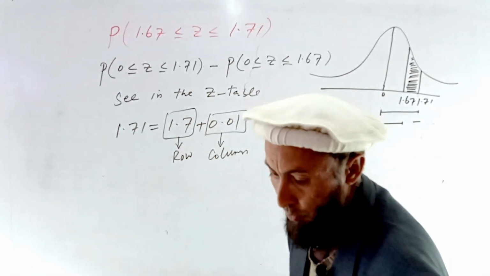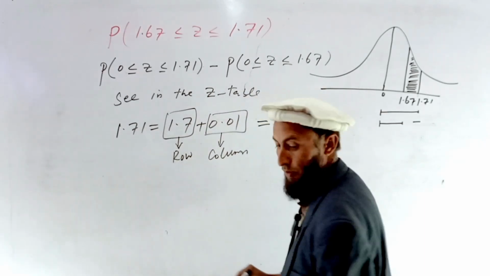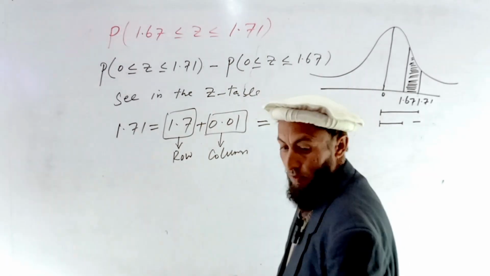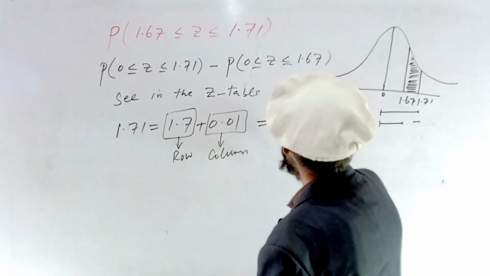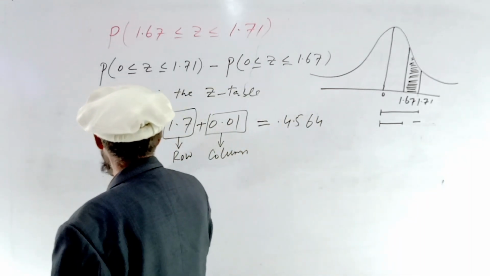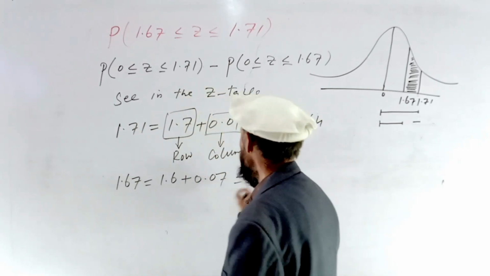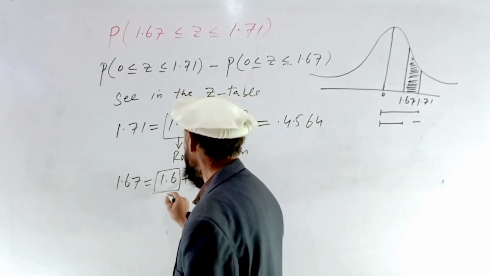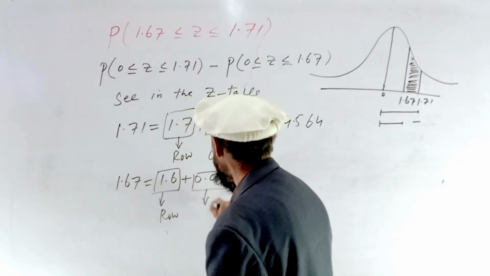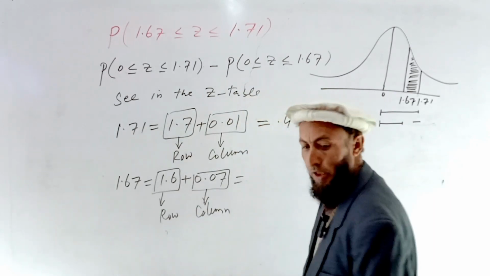The result is 0.4564. Similarly, if we find this result 1.67, we write 1.67 plus 0.07. So we check this is the row and 0.07 is the column. We see the table, so the result is 0.45.